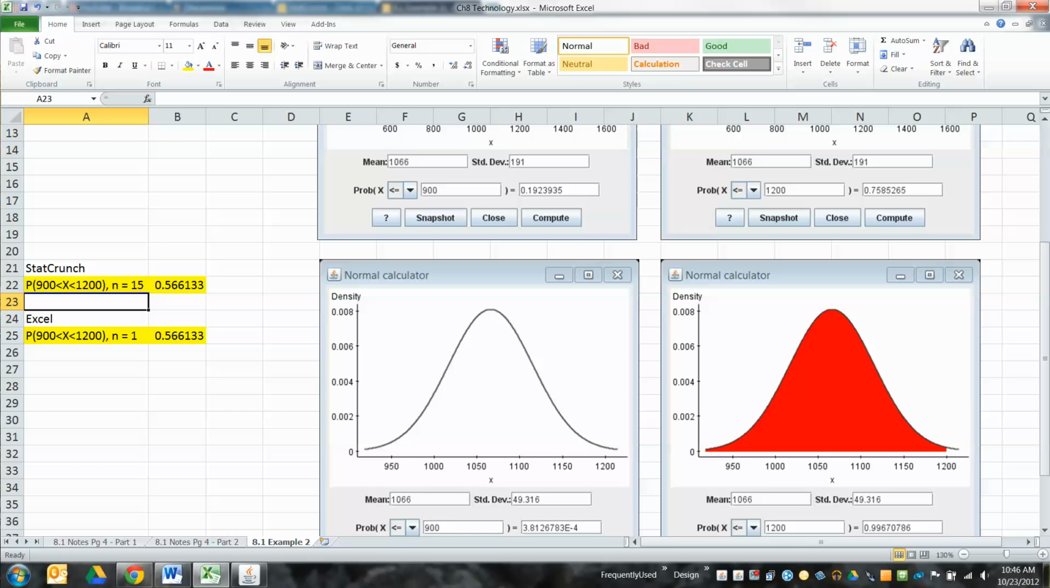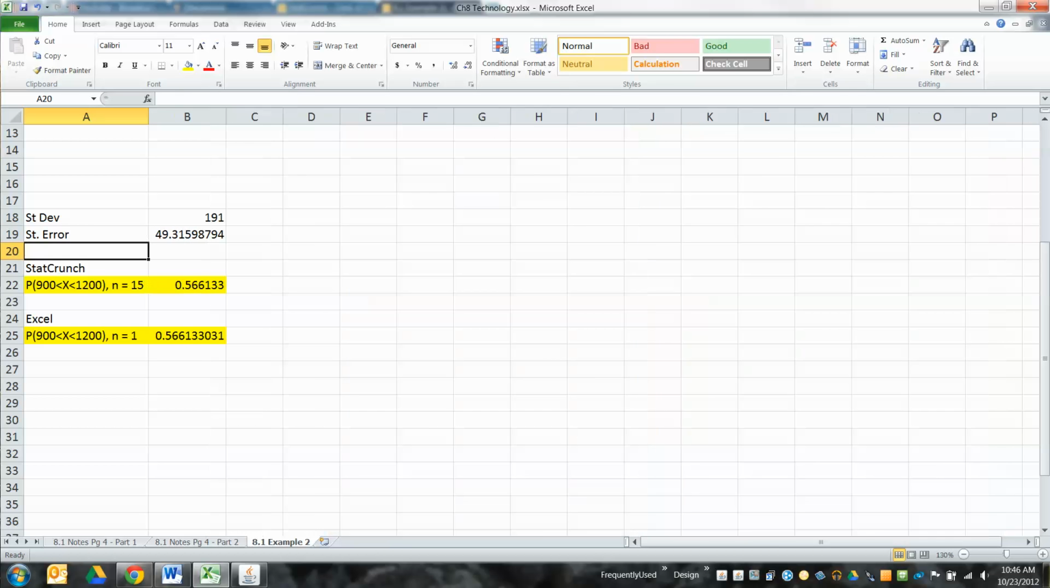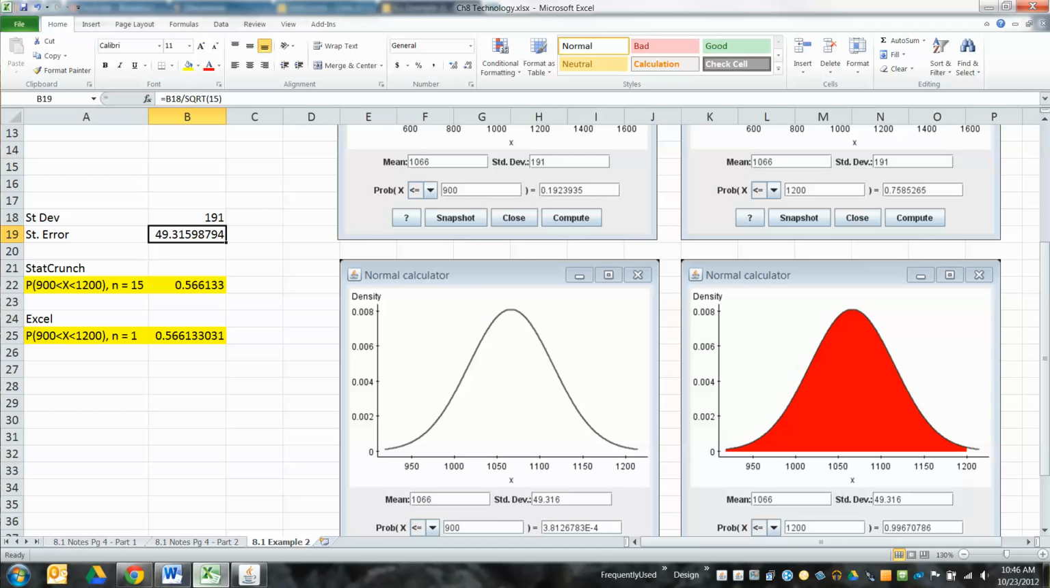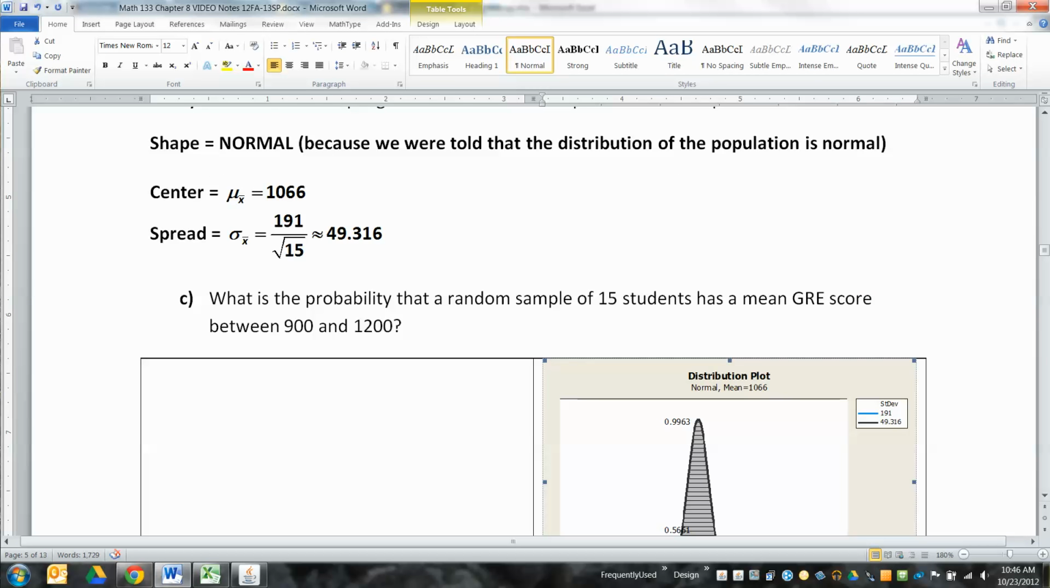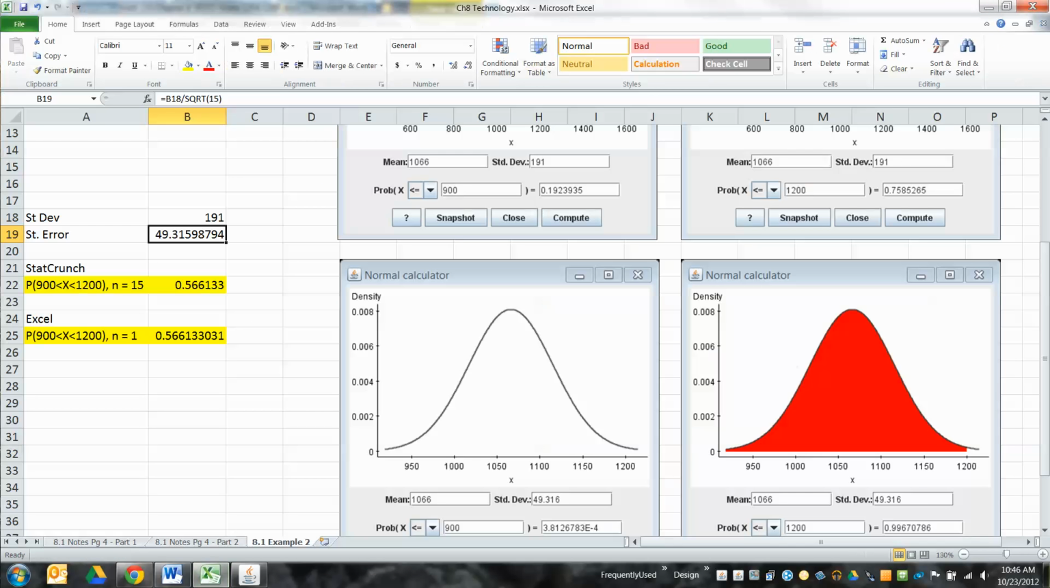Okay, so let me just make a note to myself. The standard deviation was 191, right? But the standard error is equal to 191 divided by the square root (SQRT) of 15. Okay, I'm going to use that later on, right? You can see I was right. It was 49.316, which is what I said it was right here. I found that with a calculator or whatever. Okay, so back to Excel.